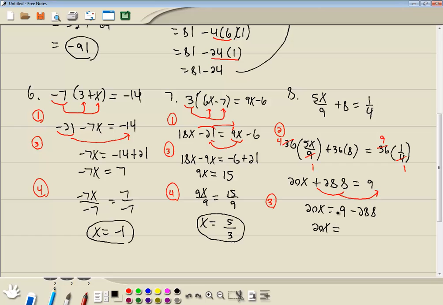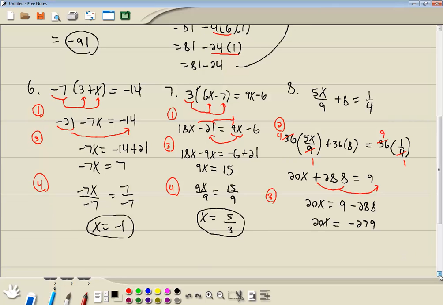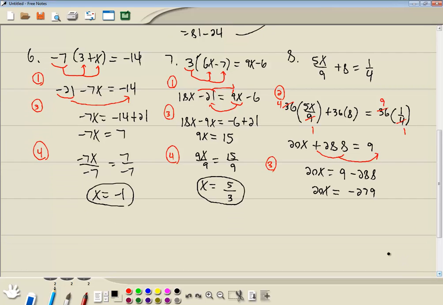Our note up at top said to combine numbers in a step. 9 minus 288, negative 279. Boy, it seems like a bizarre answer. Step 4. Divide both sides by the number in front of our x. The number in front of our x is a 20, so divide both sides by 20. And we get x is equal to negative 279 over 20. Assuming I didn't make a mistake.